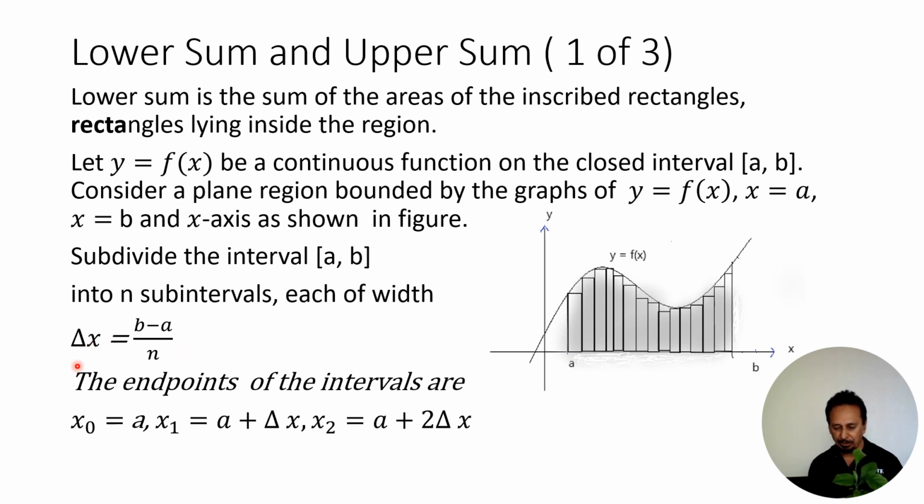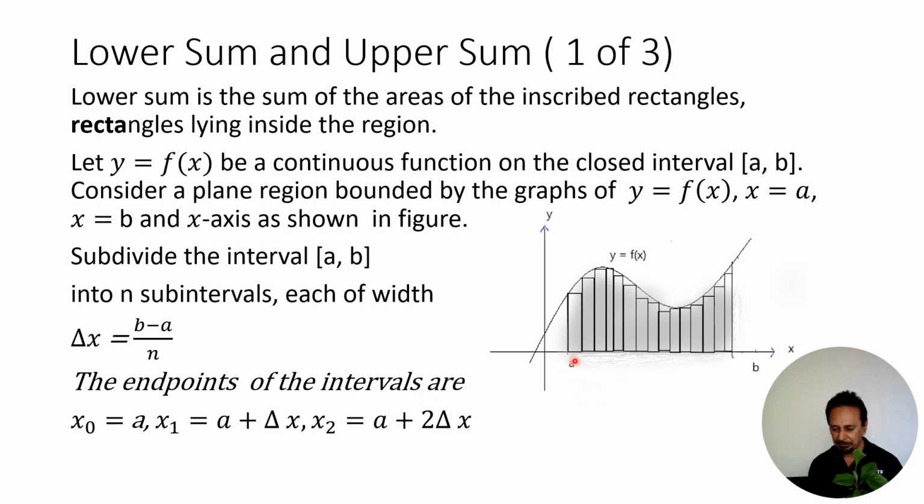So let's go here. First we want to draw rectangles of the same width. So how are we going to determine the width? Well, delta x is what we use for the width, and you subtract the lower value from the upper value, b minus a, and divide by how many rectangles you want to make. So let's say we want to make n rectangles. So that's the width.